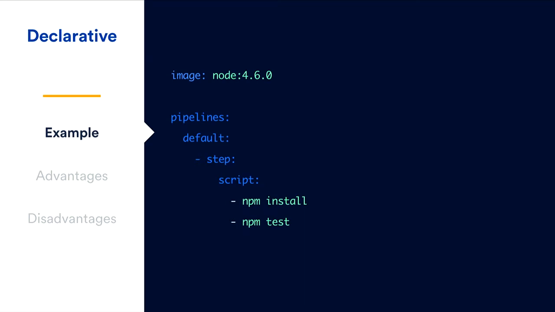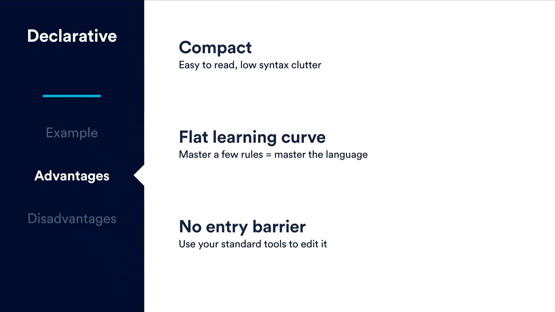This is a really good example of declarative approach from Bitbucket Pipelines, where you essentially declare a couple of things. You declare an image that you would like to use for your build, and a script that needs to be run. Nothing else. It has some obvious advantages. This is very compact, has flat learning curve. The language is simple. There are only a couple of rules around it, and you can use standard tools to edit your configuration, including in-browser editors.